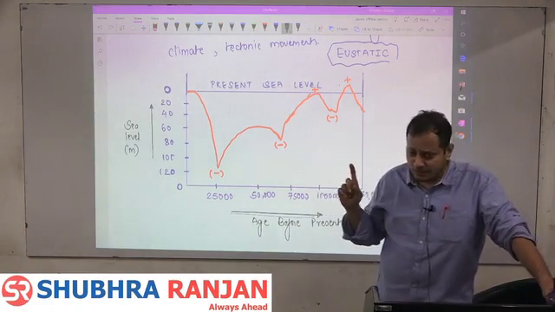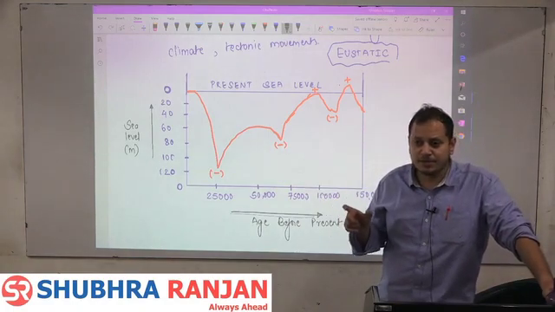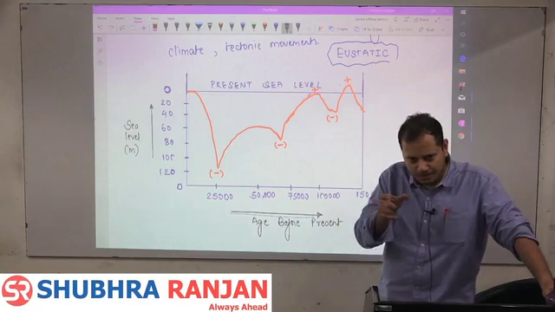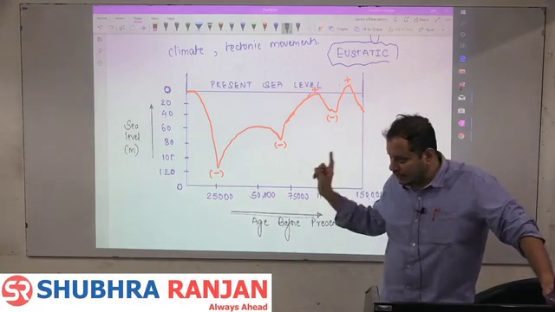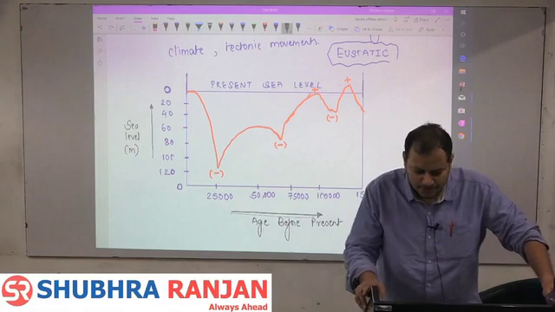Sea level changes are of two types. Tectonic, जिसको हम कहते हैं relative change, sea level change. Local. Eustatic, large scale, and that is due to climate.